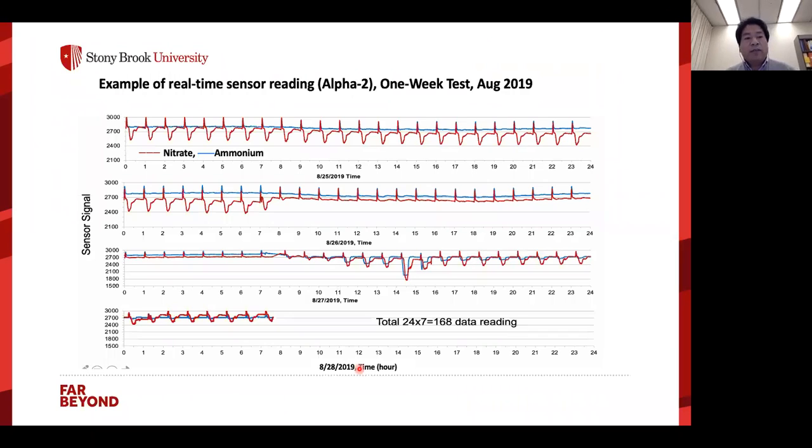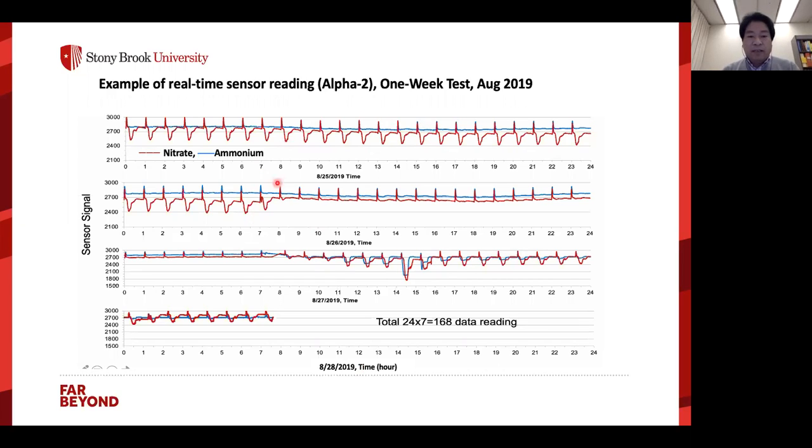This is an example of the real-time sensor signal. The red signal is the nitrate signal. The blue signal is the ammonium signal. You can see the nitrate signal shows higher nitrate, but in the effluent of the IA system, the ammonium is almost 0. This is a real effluent from the IA system.